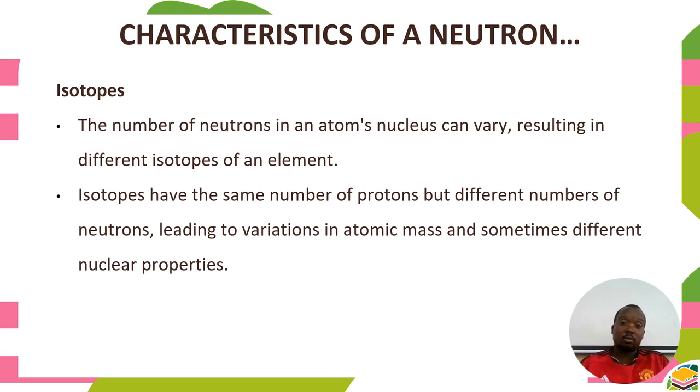Remember, the neutrons contribute to the atomic mass of an atom. So if we have elements having different numbers of neutrons, obviously the mass number will also change. So isotopes, by definition, have the same number of protons, but they differ in the number of neutrons.